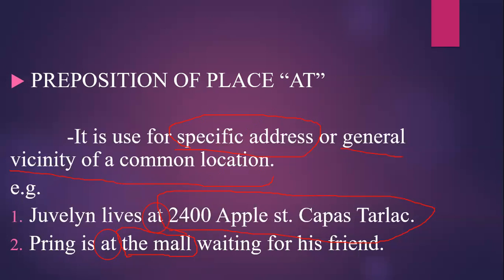Now, what is the difference between preposition of transportation in and on in the sentence? Always remember that preposition of transportation in is used if you cannot move, if you cannot walk, if you cannot stand inside the vehicle. And preposition of transportation on is used if you can freely move on a vehicle, meaning you can stand and walk inside the vehicle.